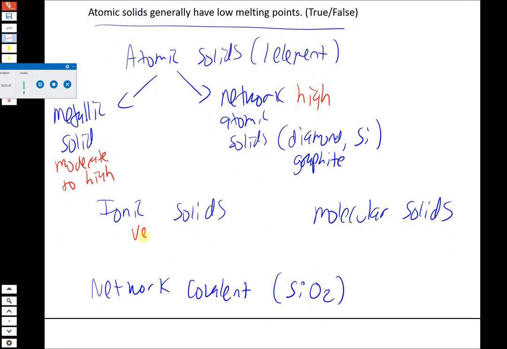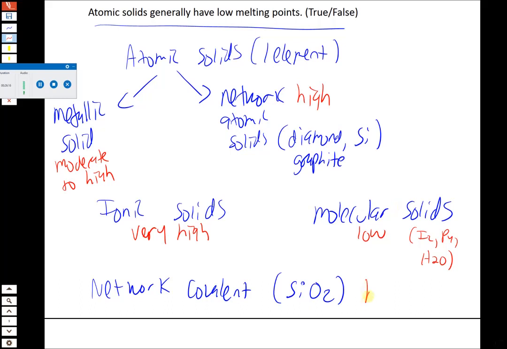Ionic solids have very high melting points typically, so they're even higher than metals. Molecular solids are the ones that have low melting points. So these are going to be things like I2, P4, or even polar ones like water, but they only have relatively weak intermolecular forces holding them together, so they have relatively low melting points. Like water, for example, at 0, that's a pretty low melting point compared to most metals and ionic solids, which have melting points of sometimes thousands of degrees.